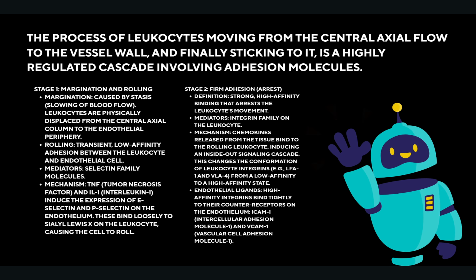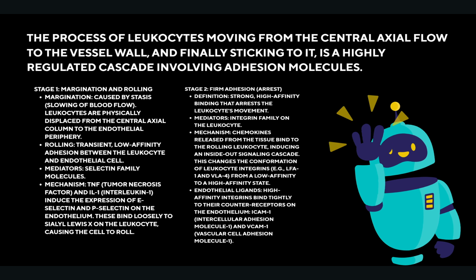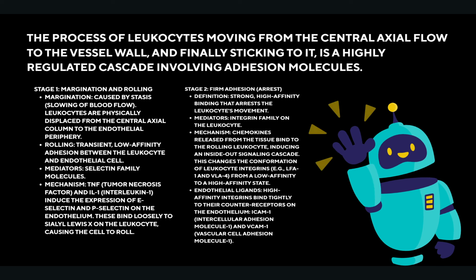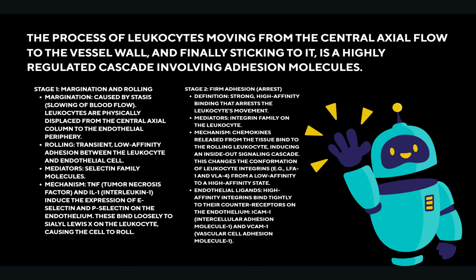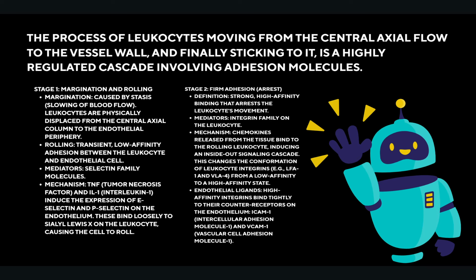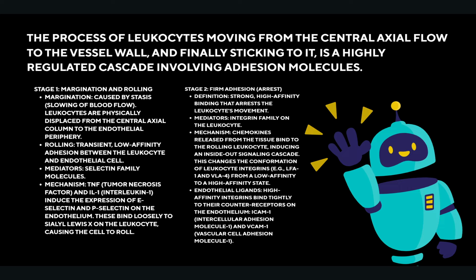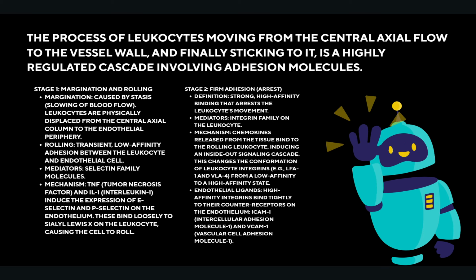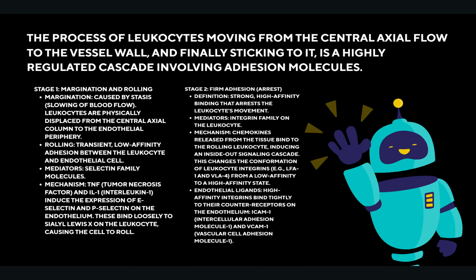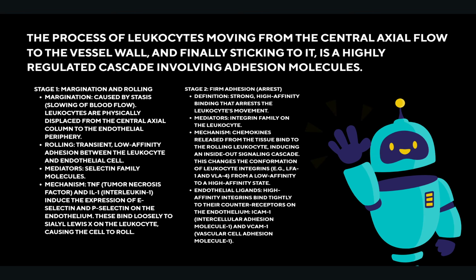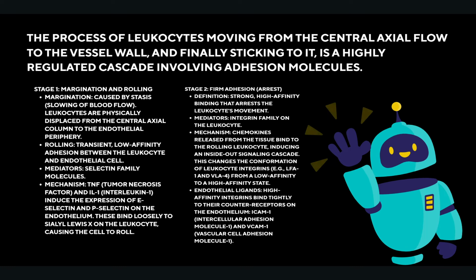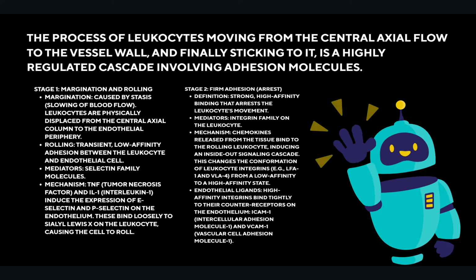Molecules like cytokines TNF and IL-1 activate the endothelium to express E-selectin and P-selectin. So these then bind to the carbohydrate ligand, specifically sialyl Lewis X, on the leukocyte surface. It's a low affinity bond, like tapping the brakes, allowing the cell to slow down but not stop completely.